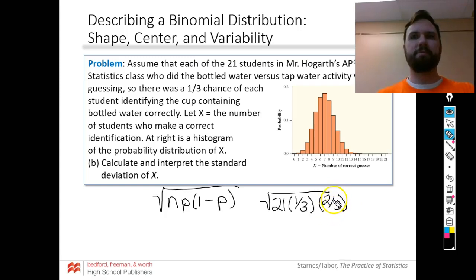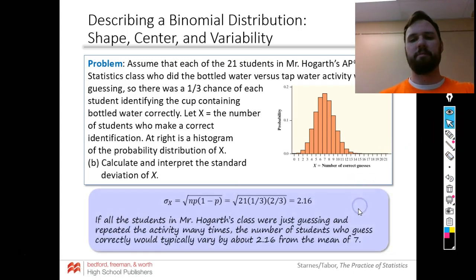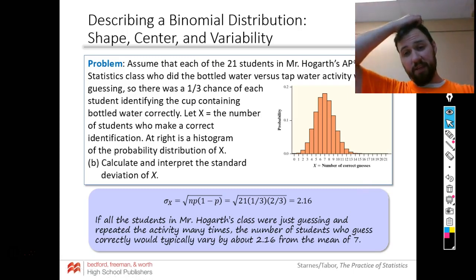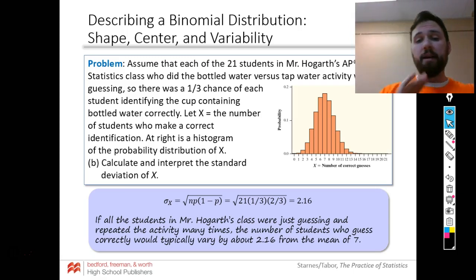Alright. That'd be what, 7 times 14/3? Let's see if I can do this in my head, because this is riveting television. 4.6 repeating? Let's see if I was right. That's what I said. 2.16 repeating. 14 divided by 9. Alright, so cool.